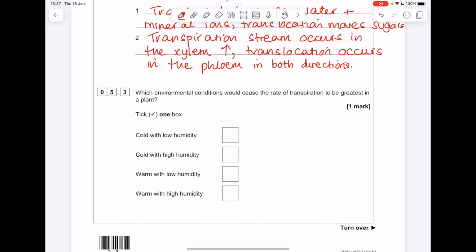Which environmental conditions would cause the rate of transpiration to be the greatest? So you want it to be windy, you want it to be dry, you want it to be hot. So let's try and pick out this combination. Cold with low humidity, no, because cold is not hot. Cold with high humidity, no. Warm with low humidity, yeah, that's the same as saying dry and hot.